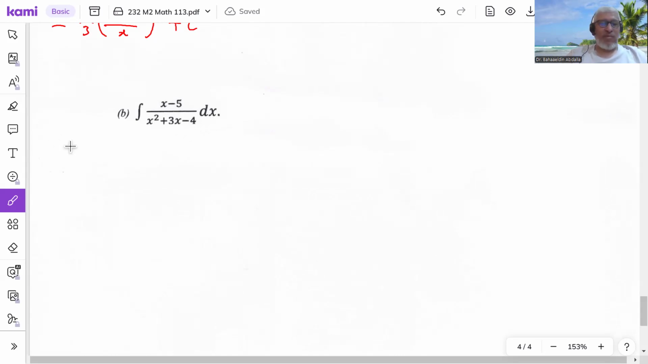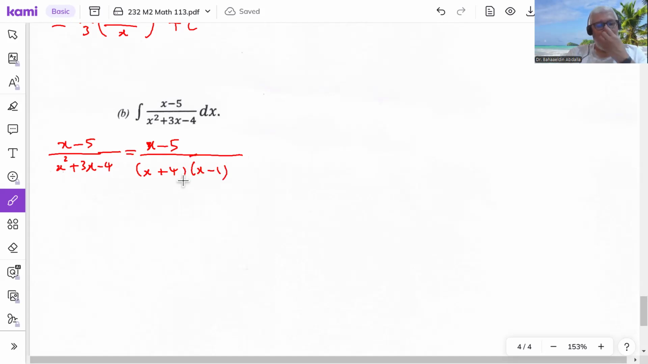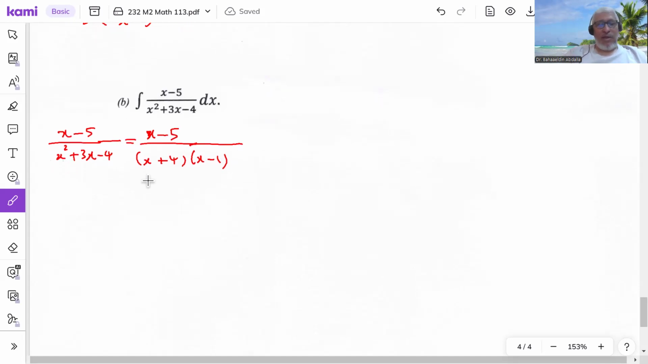I'll use it from the start. I write the decomposition of x minus 5 over x squared plus 3x minus 4. And to do that, I need to factor the denominator. The denominator is x plus 4 times x minus 1: 4 minus 1 is 3, negative 1 times 4 is negative 4. And we have two linear factors, so we write them as A over x plus 4 and B over x minus 1.